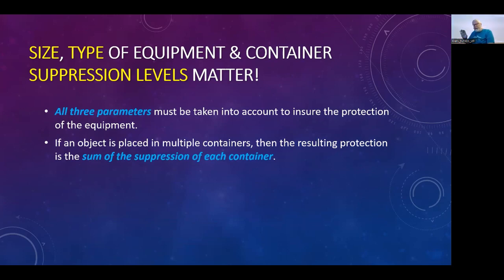Now, this is something that's very good, and this works to our benefit. If you have an object and it's placed in multiple containers, then the resulting protection will be the sum of the suppression of each container. So if I take that same 30 decibel suppression level, and I have another container with 30 decibel, and they are housed in one another, my device would enjoy a suppression level of 60 decibels, which is a lot better than 30.